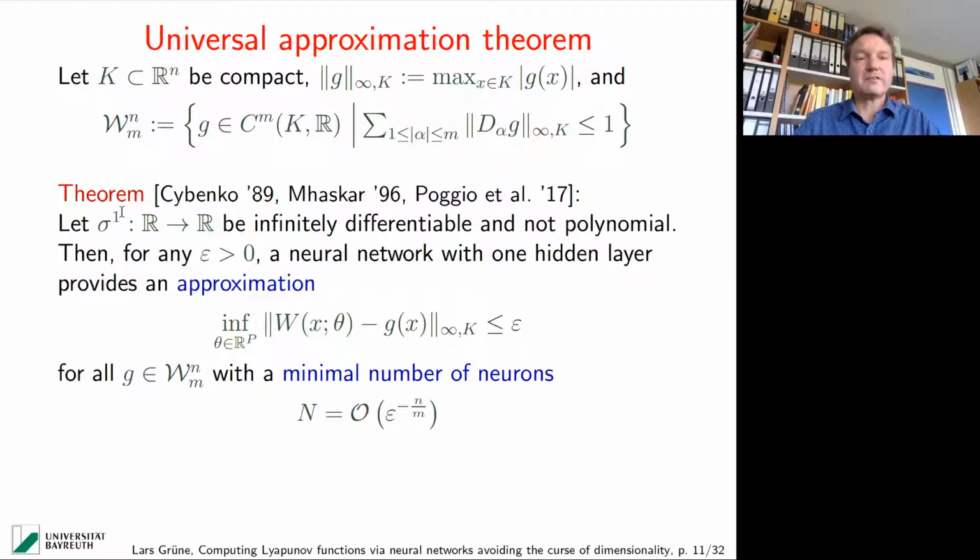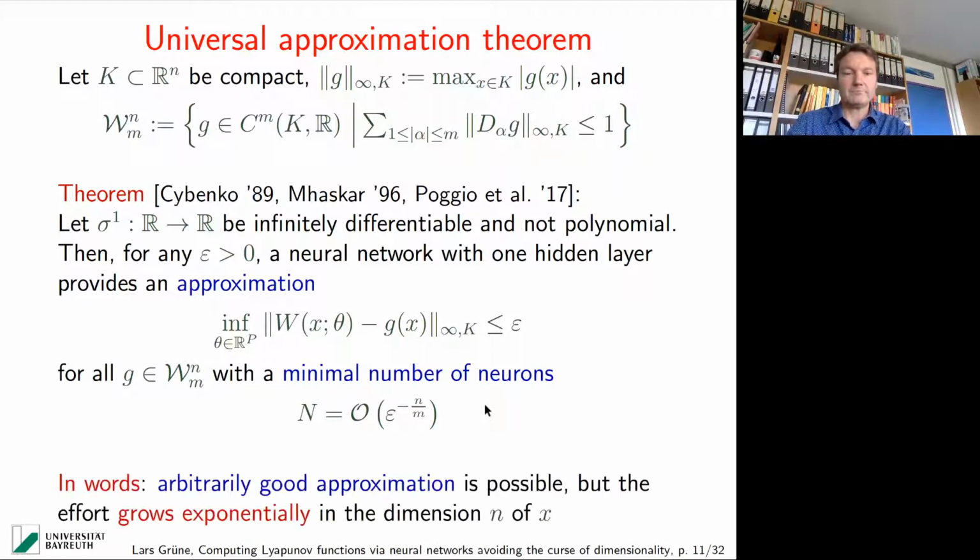And it says that if this sigma is infinitely differentiable and not polynomial, and one layer is actually enough here, then for any epsilon greater than 0, a neural network with one hidden layer provides an approximation which is as good as you wish, right? So epsilon can be as small as you like, and the difference between the function you want to approximate and this function here with the optimal choice of the parameter vector theta is less than epsilon, which is possible for all the G, and the minimal number of neurons is this one here. So it's epsilon to the power of minus n over m.